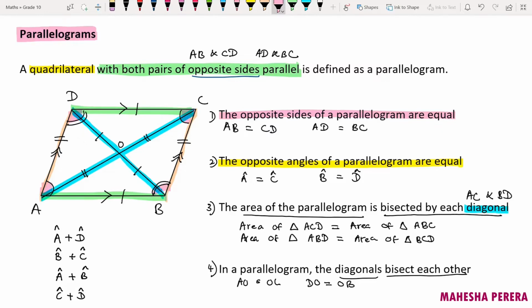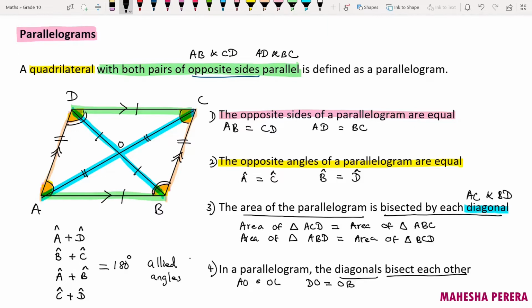So these angles are called allied angles, right? Now also, if you add angle A and angle B, you get 180 degrees. Similarly, if you add angle C and D, again you get 180 degrees. So remember, this equals 180 degrees. So these angles also are called allied angles.